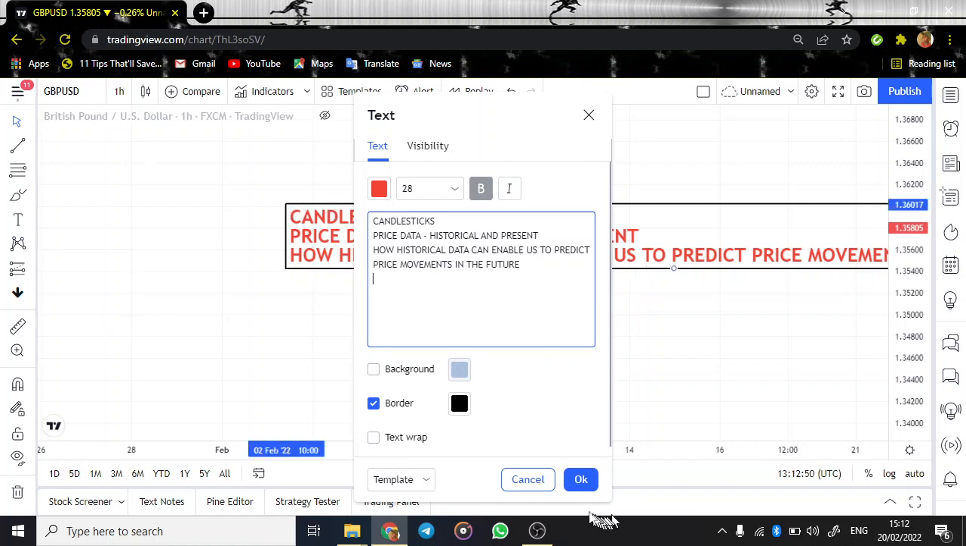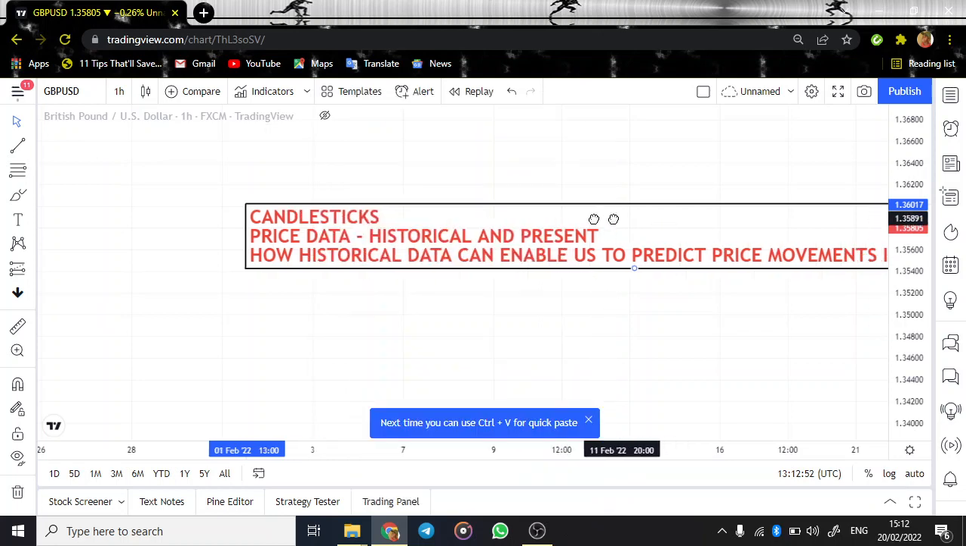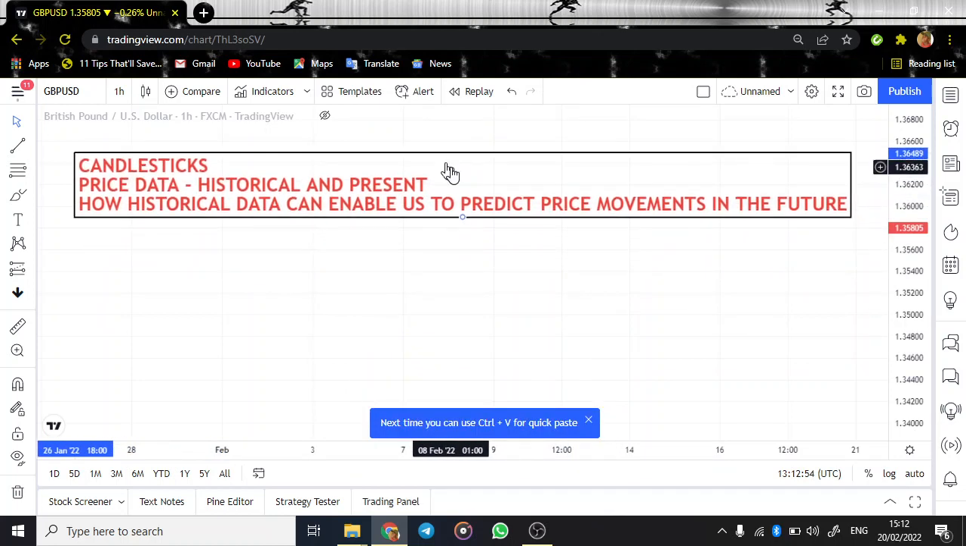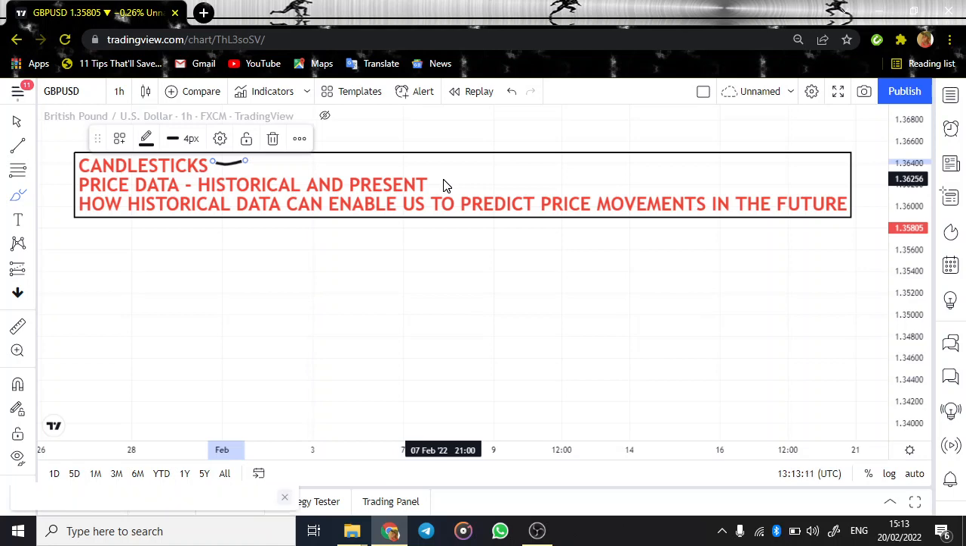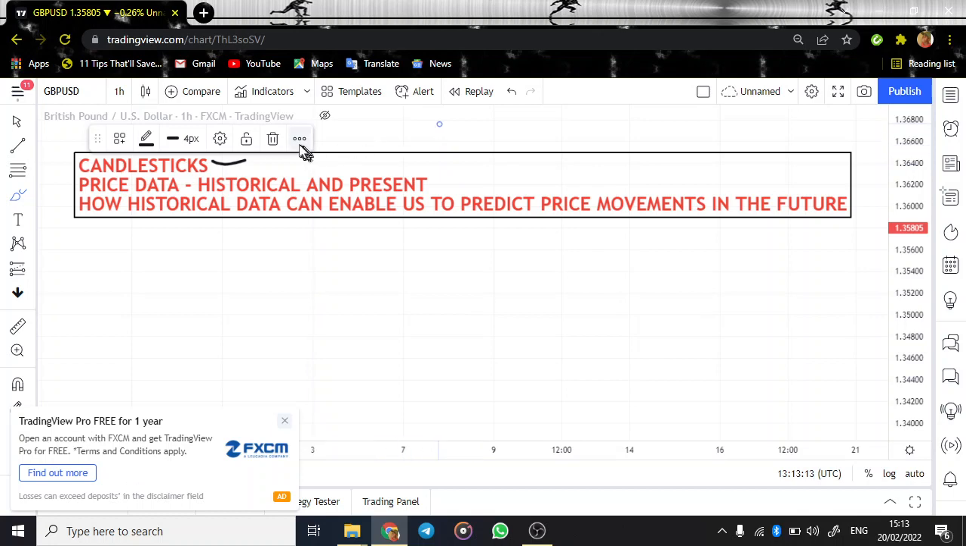Okay, great. So these are the topics we are going to cover today. Firstly, the candlesticks, price data, historical and present, and how historical data can help us to predict price movements in the future.